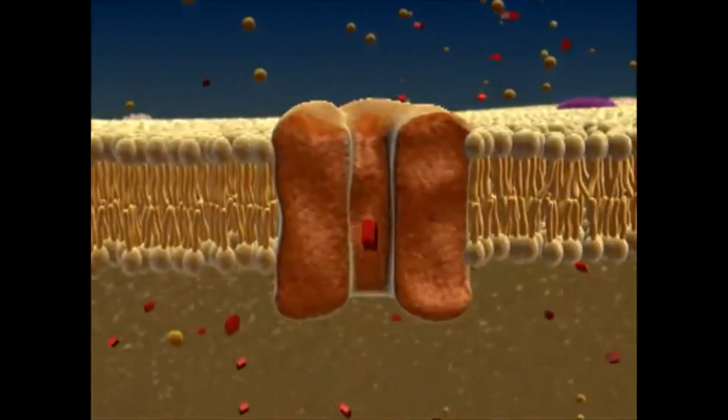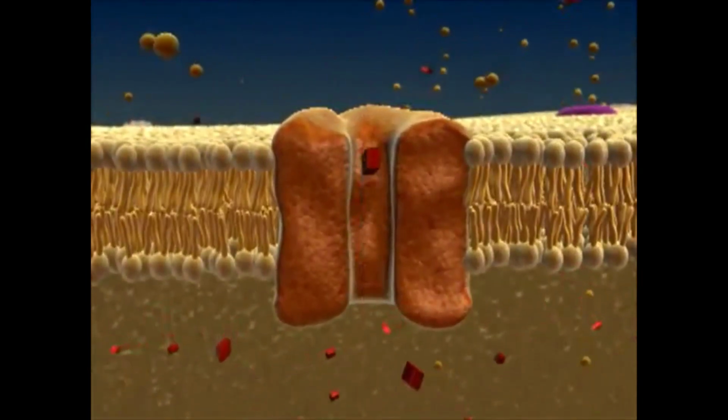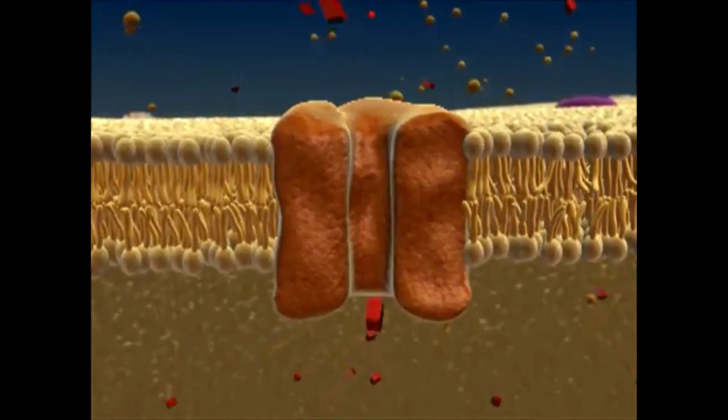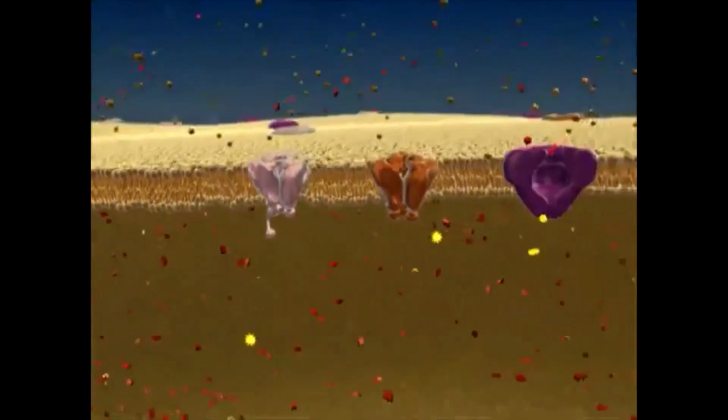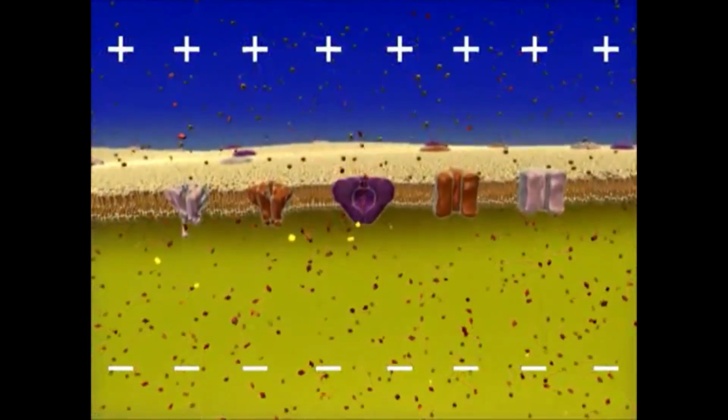Some potassium channels are open all the time, allowing potassium ions to leave the cell. As a result of these ion movements, the inside of the cell is negative relative to the outside. This condition is called the resting potential.